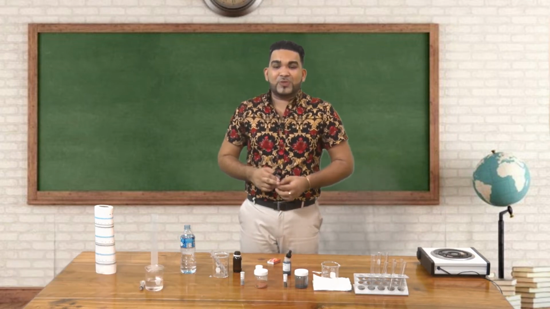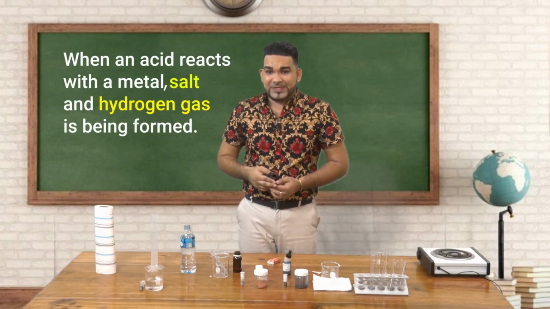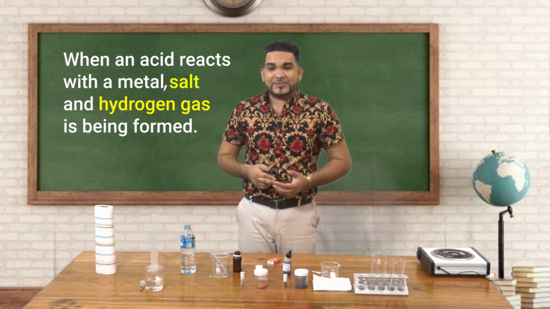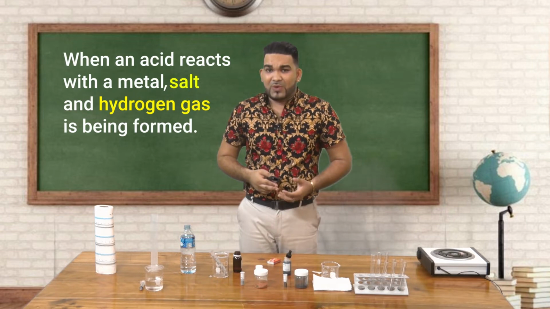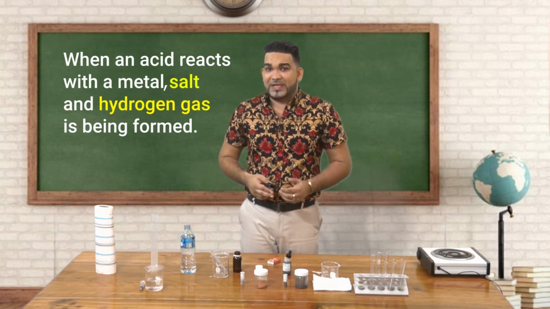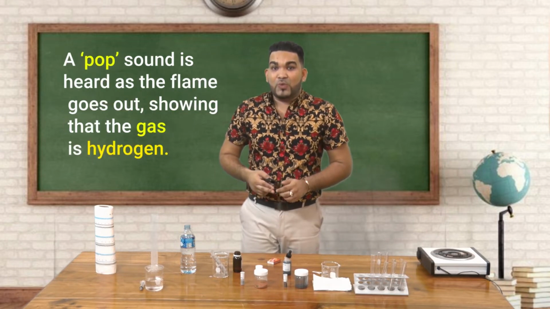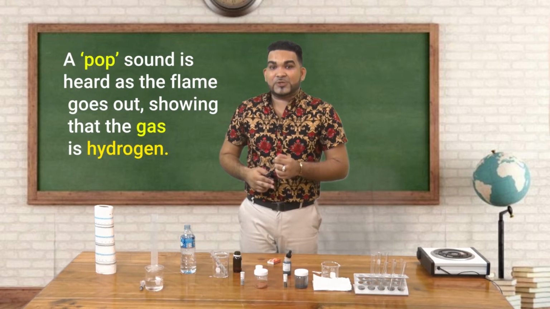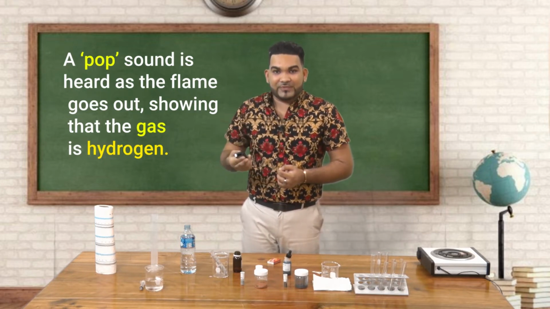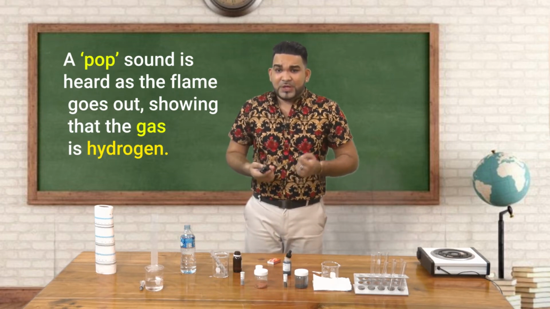Now, what is produced when an acid reacts with a metal? What is actually being produced is hydrogen gas as well as a salt. Let me repeat that one more time. When an acid reacts with a metal, we have a salt being formed as well as hydrogen gas. When I lit the matchstick and placed it over the mouth of the test tube, hydrogen gas evolved, which caused the flame to give a popping sound.